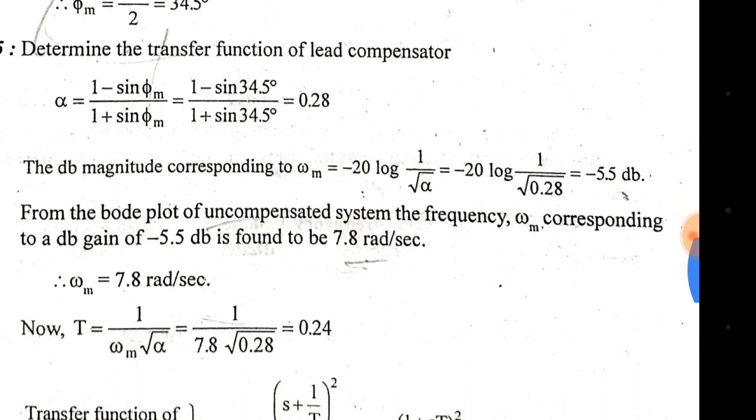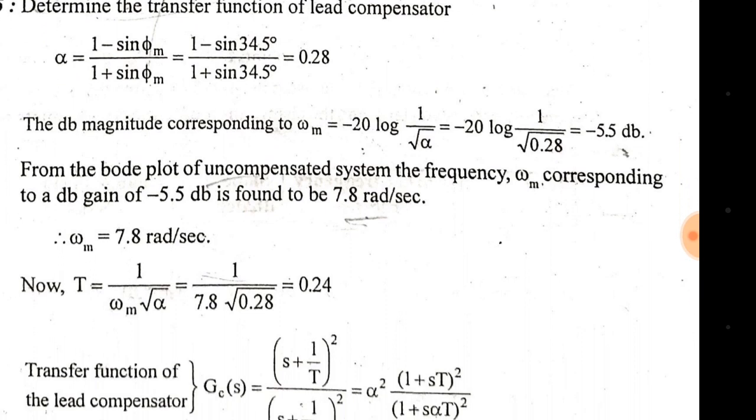Now about the value of T. We need the value of T because it gives us the zeros of the lead compensator. T is equal to 1 by (omega m root alpha), which is 1 by (7.8 times root of 0.28), and that is equal to 0.24.